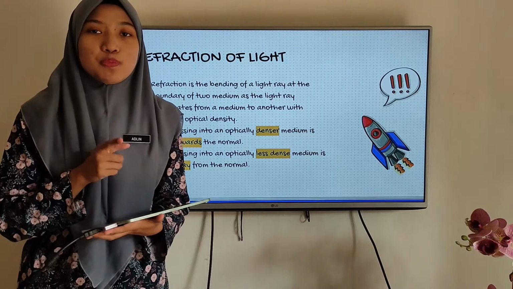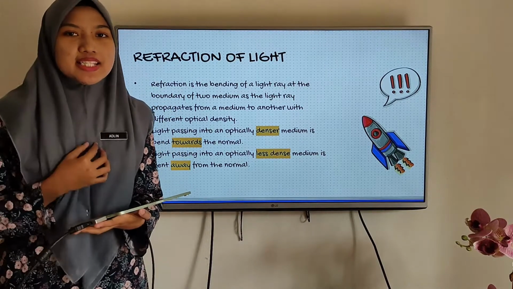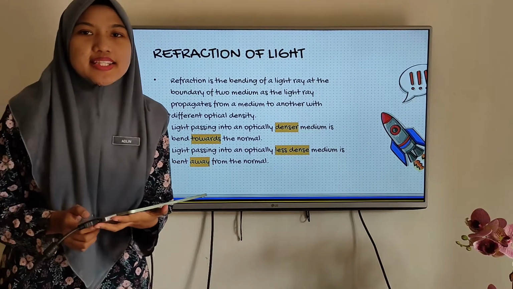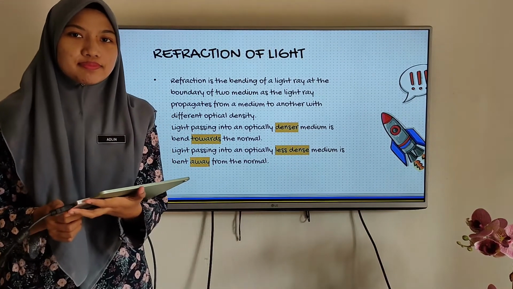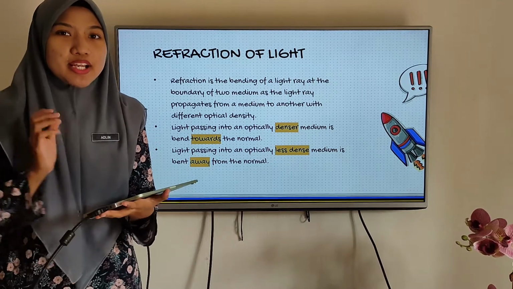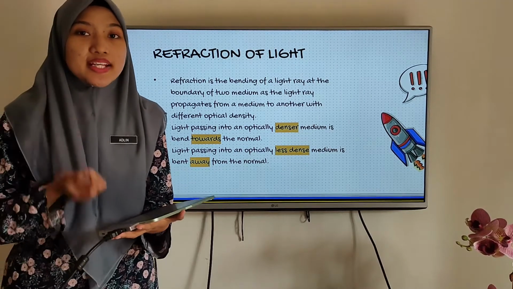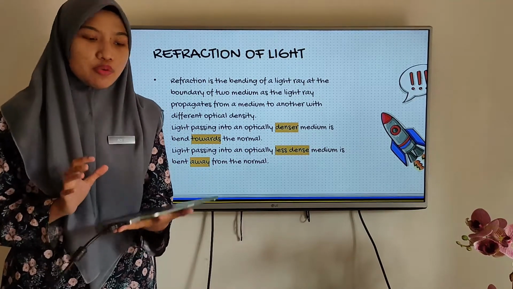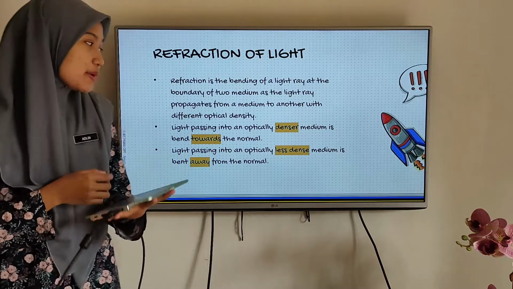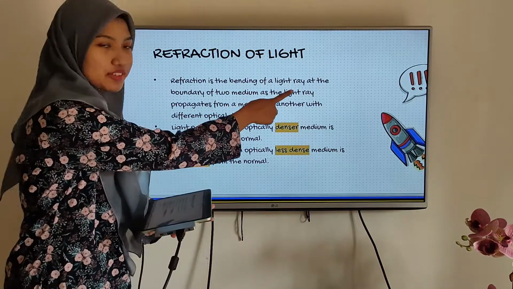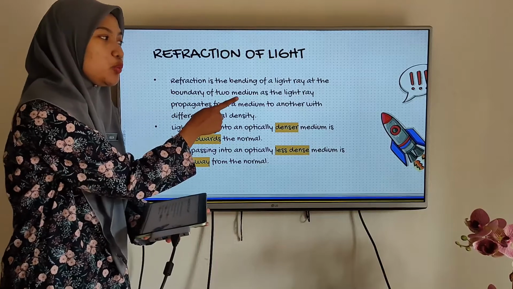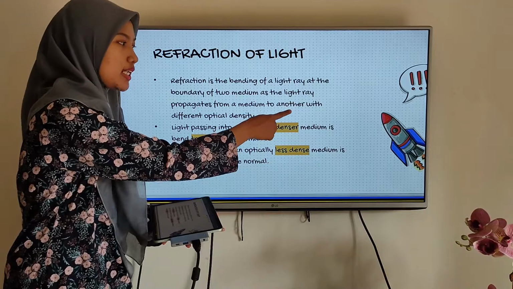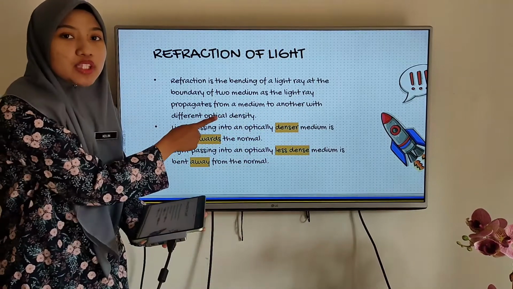As in the example I showed before, what is the refraction of light? Anyone want to answer? Yes, Camilla. Okay, Camilla said that refraction of light is the bending of light. Yes, it's very true, but it's not complete. You have to state that refraction of light is the bending of a light ray at the boundary of two mediums as the light ray propagates from one medium to another medium with different optical density.